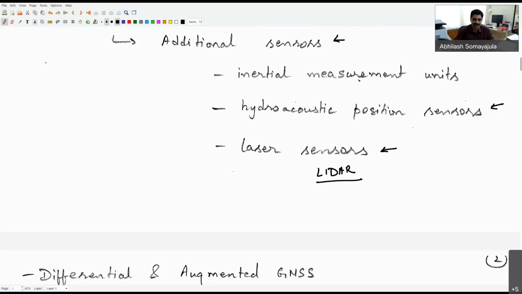So how does LiDAR work? It sends a laser beam from it, and then it reflects from an object at a distance, and then the LiDAR receives the beam back. Then based on the time of flight, it calculates the distance to the object. Time of flight, like the time it takes to send the beam there and receive it.